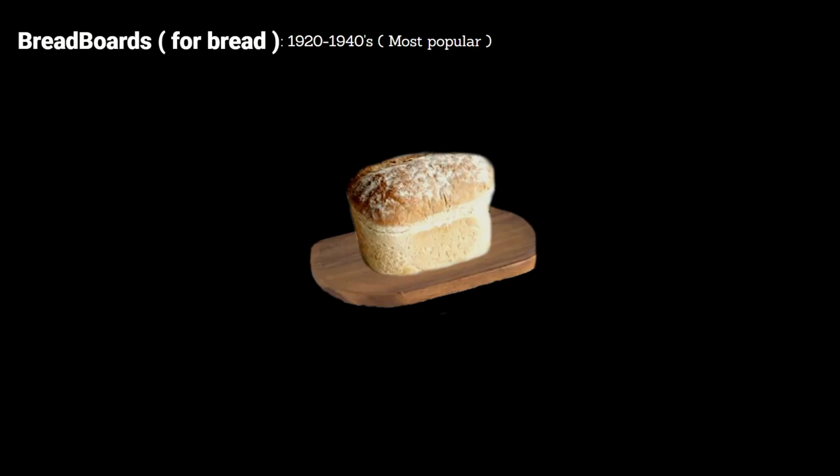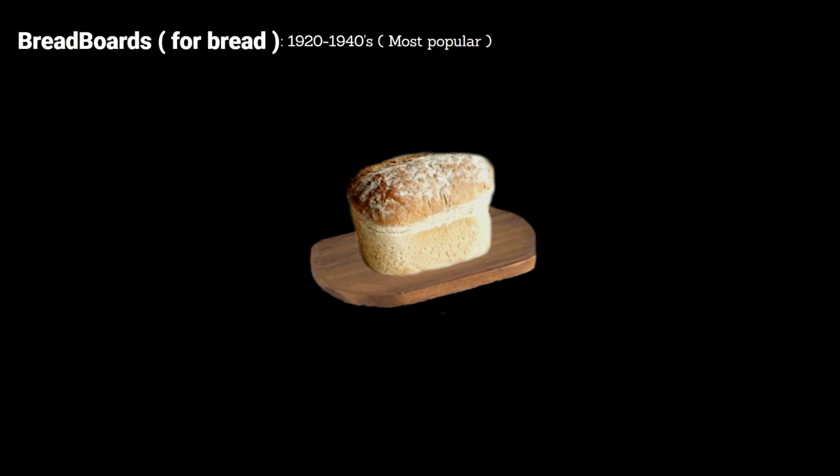So that covers that. So, breadboards for bread. They were from around the 1920s to the 1940s, and that's when they were most popular. And as the name suggests, the original breadboard, the OG of breadboards, was the board that bread used to sit on in the kitchen waiting to have slices cut off it, and thus protected the kitchen worktop from knife cuts.